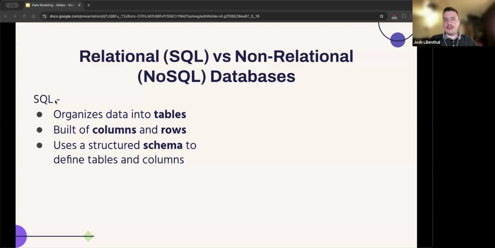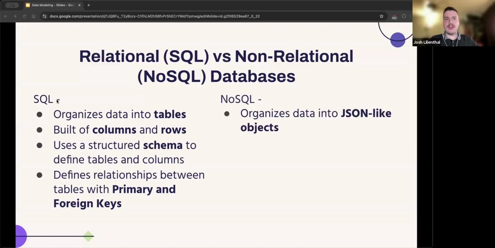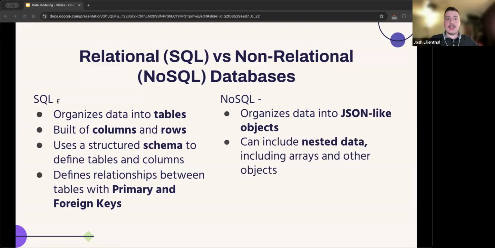SQL DBs are carefully structured, and they use a schema to define the tables, columns, and relationships of the data. The relationships are declared using primary and foreign keys, which we'll go into more depth on later. NoSQL, on the other hand, is much more free-flowing. In these databases, you're going to see data organized into objects that closely resemble JSON. They can include nested data like arrays and other objects, contrary to SQL, where that's not really done.